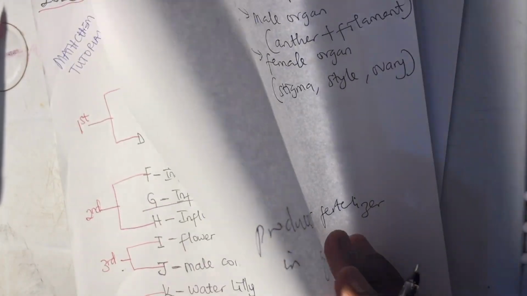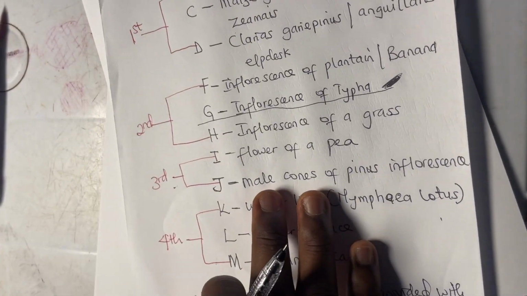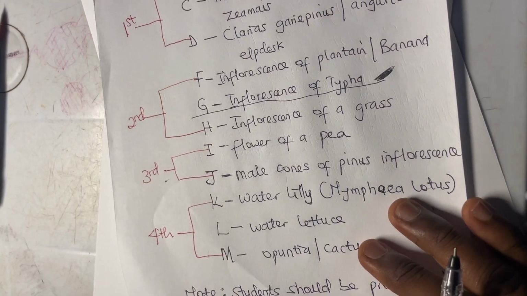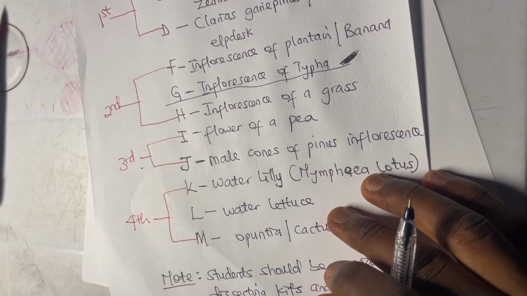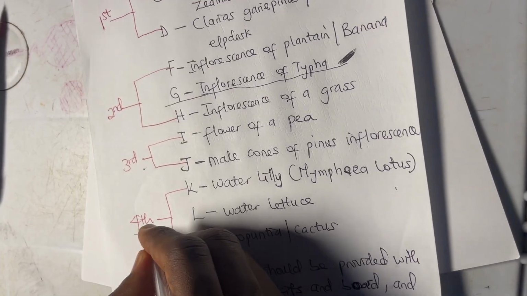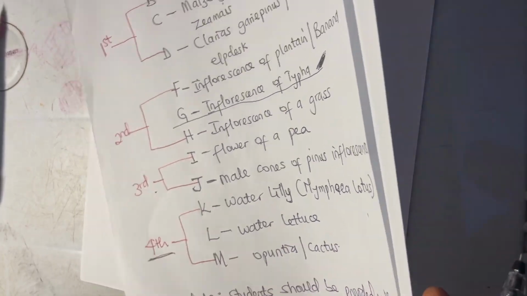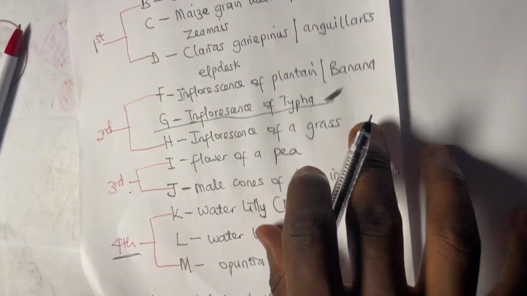So let me look at the fourth category. Now have a look at the specimens in the fourth category: there is the water lily, the water lettuce, the cactus, or you can call it Opuntia. For that fourth category, I'm referring to this. Now for the possible questions they can ask you, before that, please take note of this. This is also part of what you should know.